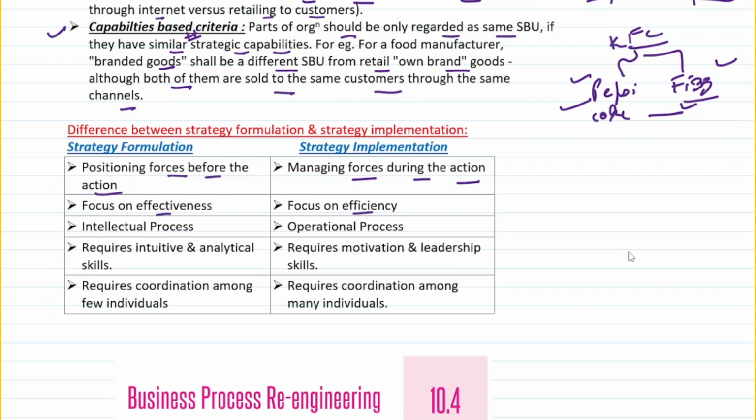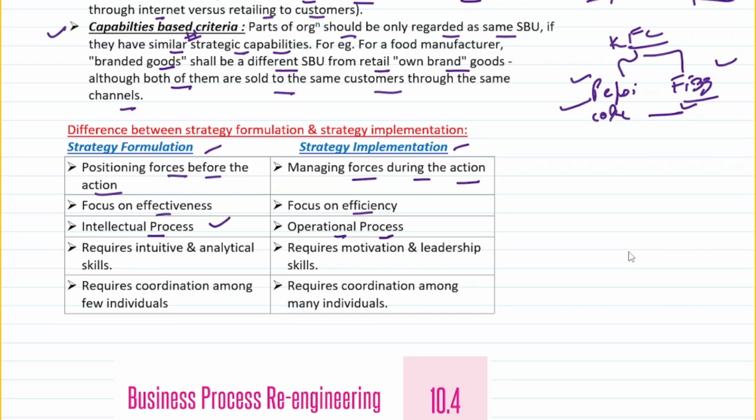Strategy formulation is a very intellectual process. That is, it is a very thought-out process. Formulation means you're going to formulate something, so it's more of a mind-based theory, whereas implementation is something wherein you already have formulated something and you're going to basically execute it. So this becomes an intellectual process, whereas the second one, the implementation part, becomes an operational process.